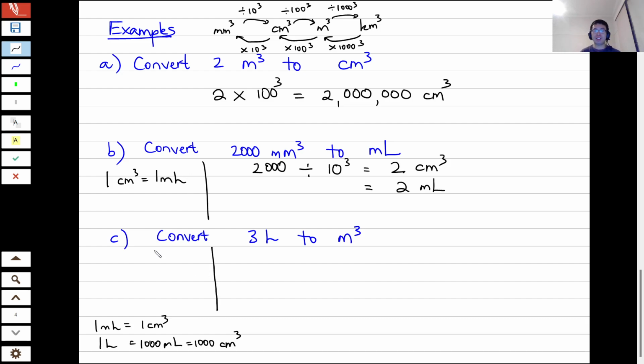Okay, next one. I want to convert from liters to cubic meters. So what I'm going to need to do is recognize that 1 liter is 1,000 cubic centimeters. So what I need to do is convert from liters to centimeters cubed. So now I've got 3,000 cm3.